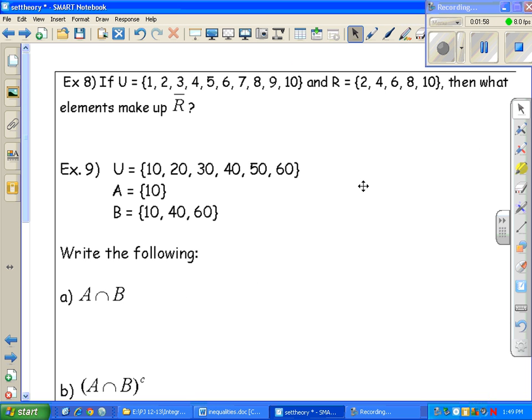On the next page, you'll find another example asking you about the complement of a set. In this case, they're giving us U equals. Now, remember, U equals universal set. That is the only numbers that you're going to consider for this example. They happen to be the one-digit natural numbers, but also 10. And they give us R as 2, 4, 6, 8, and 10. And they ask us what elements make up R with this bar over it. And that would mean the complement of set R.